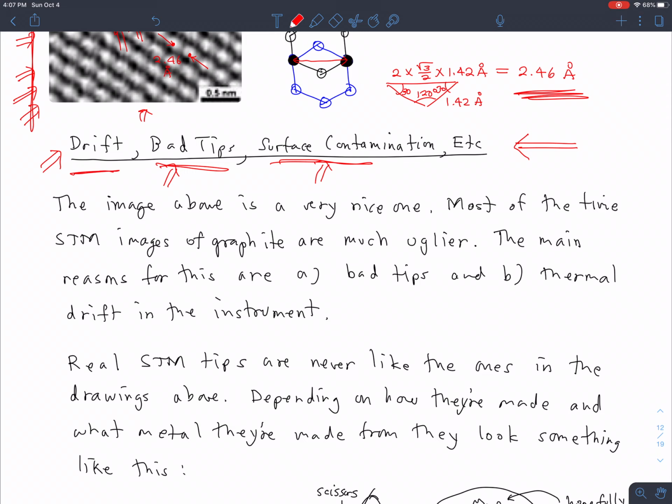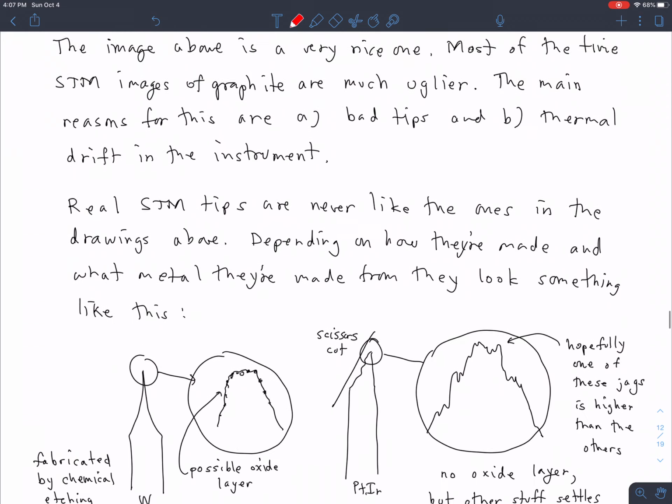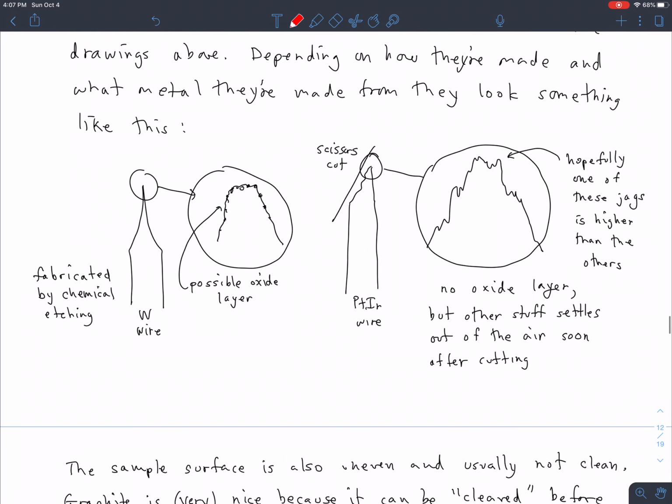And drift, probably nobody knows what that means, but we'll talk about it down below. All right, here's what the tip actually looks like. I've drawn these idealized tips that look like this up to now. But on the microscopic scale, if you look at STM tips with a TEM and get atomic resolution images of the tip, because it is a thin sample, what you see looks like this.